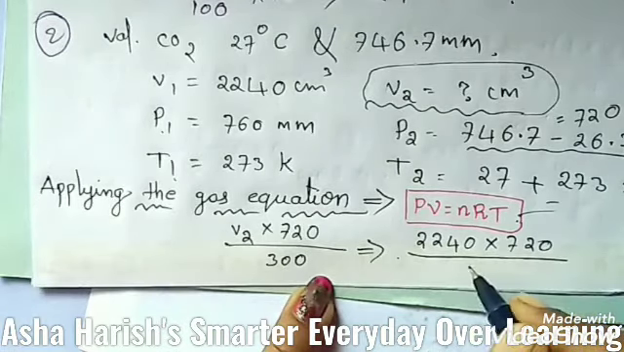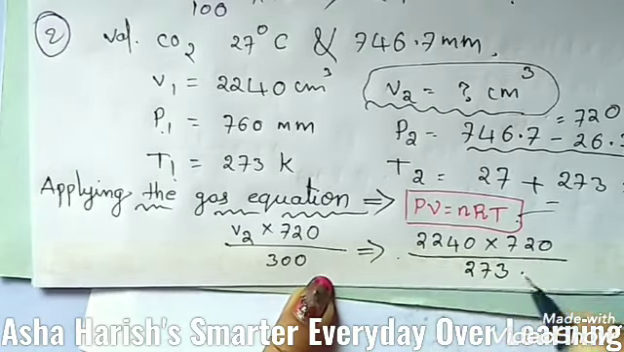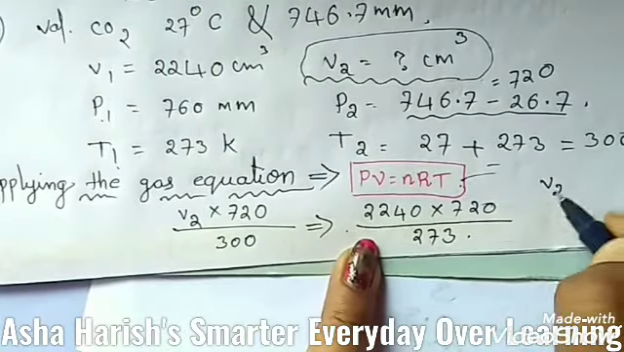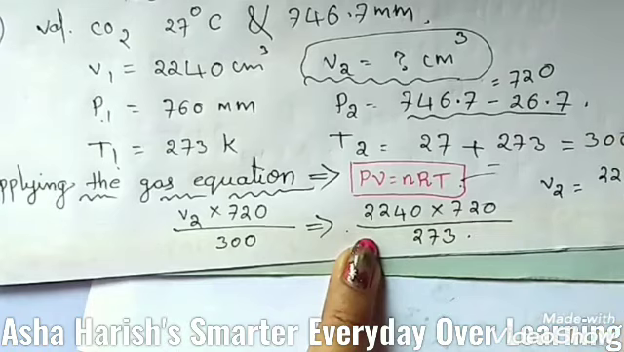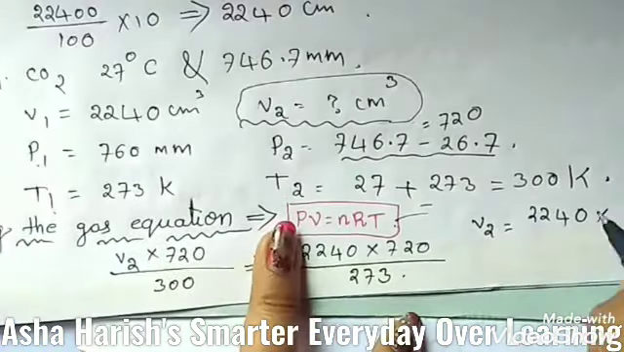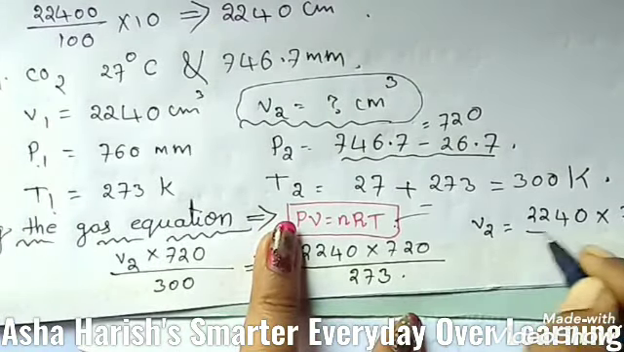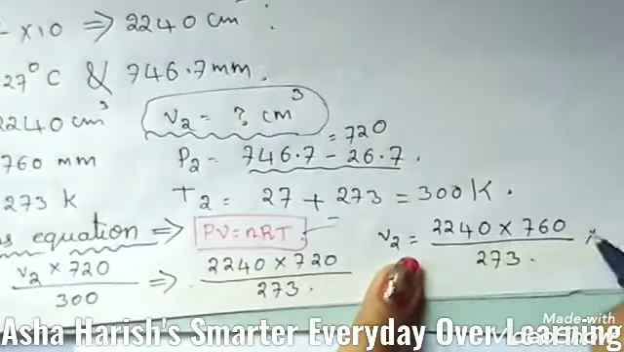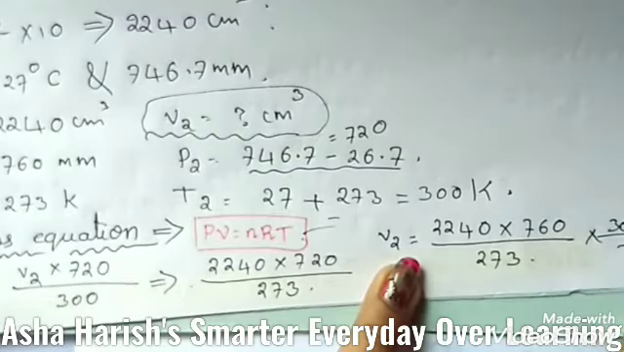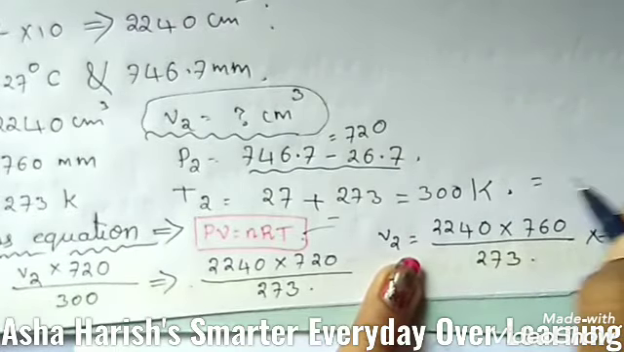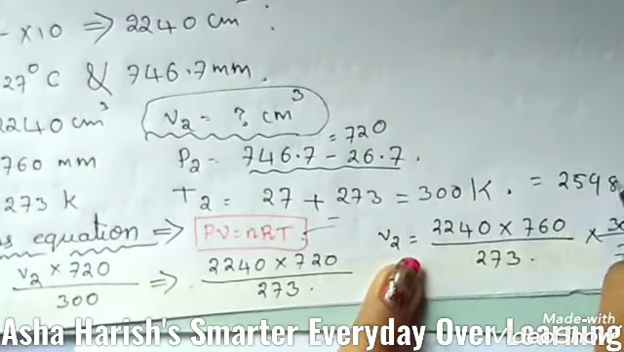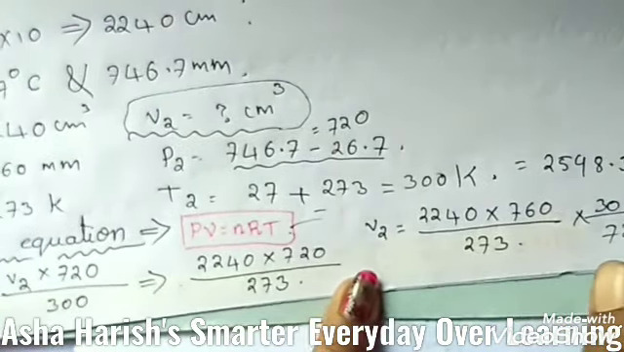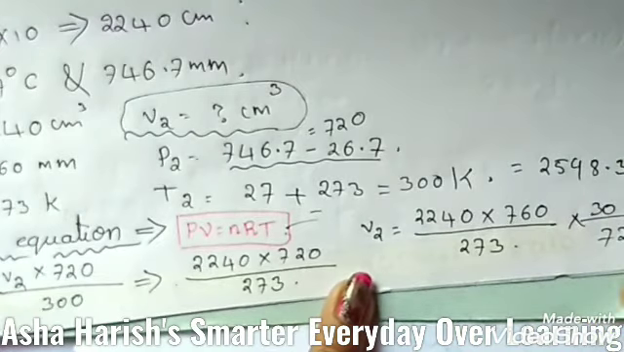by 273. Now V2 is equal to 2240 into 760 by 273 into 300 by 720, that is 2598.3 centimeter cube. That is the answer, the volume of carbon dioxide obtained.